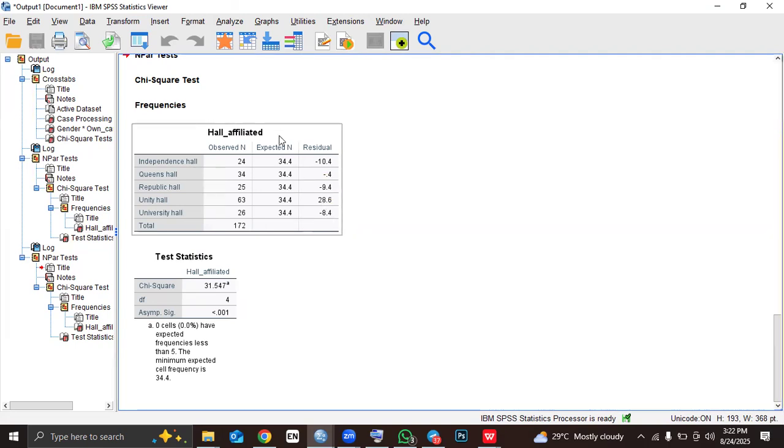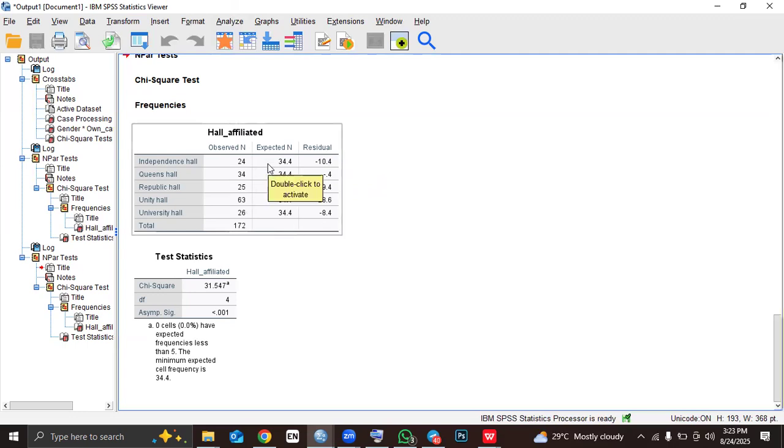So this is our expected value here. We're expecting each hall to have at least 34 students, but then we observed that the halls had this number of students here. Now, this residual is trying to tell us that there is a difference between what we expected and what we actually observed. That's what this residual is telling us.